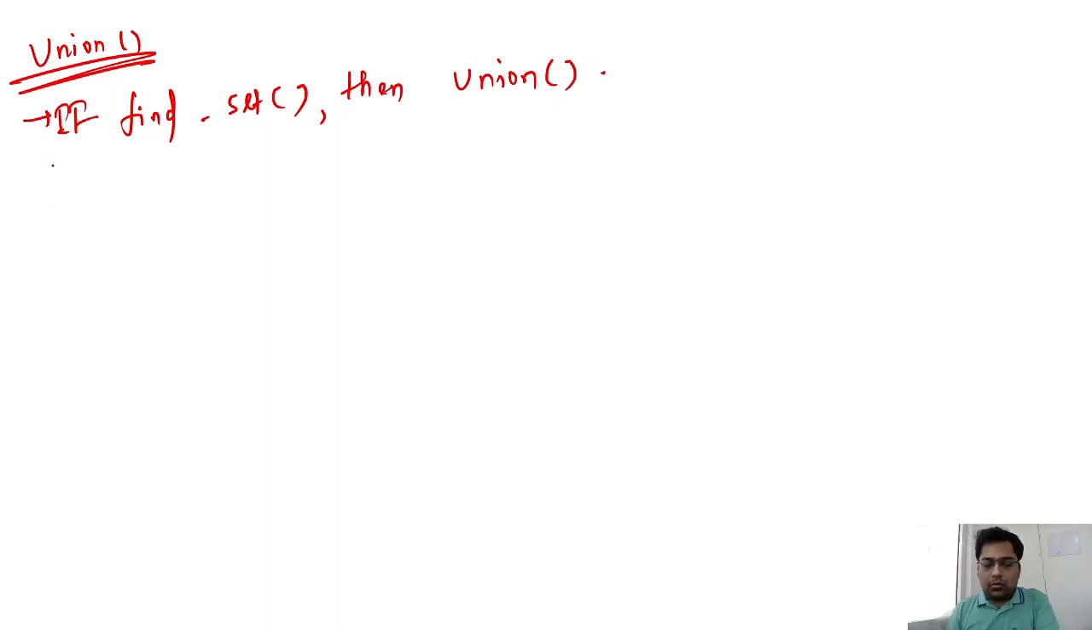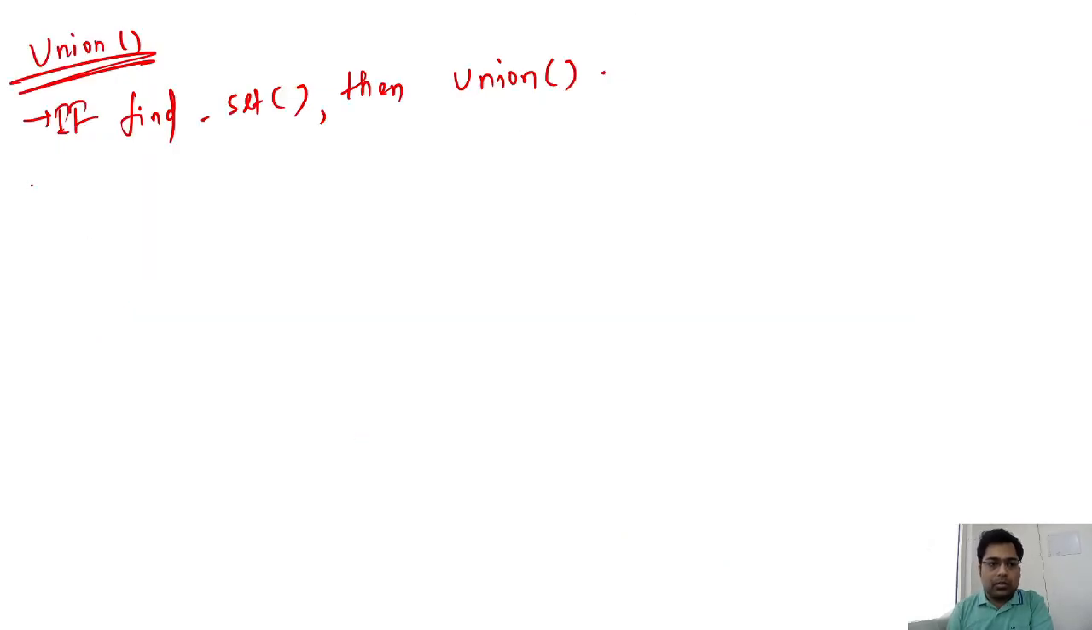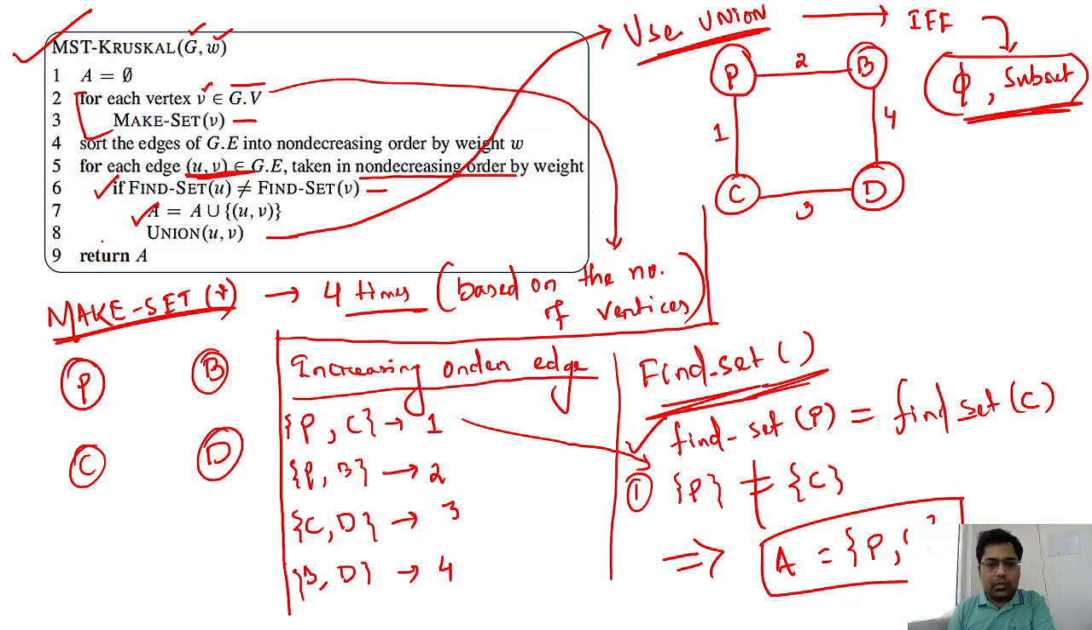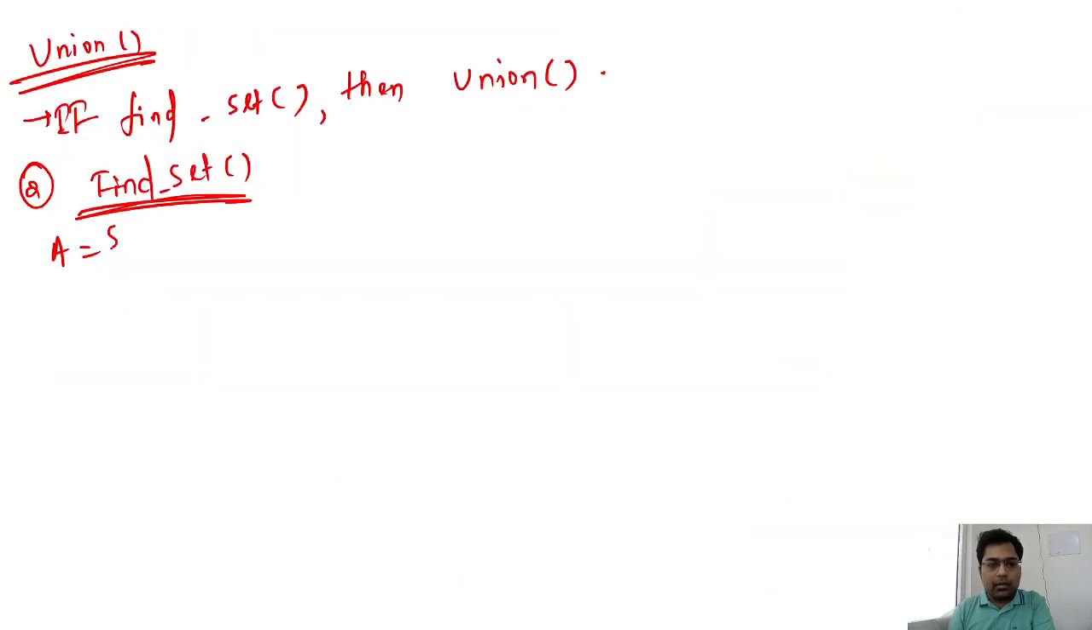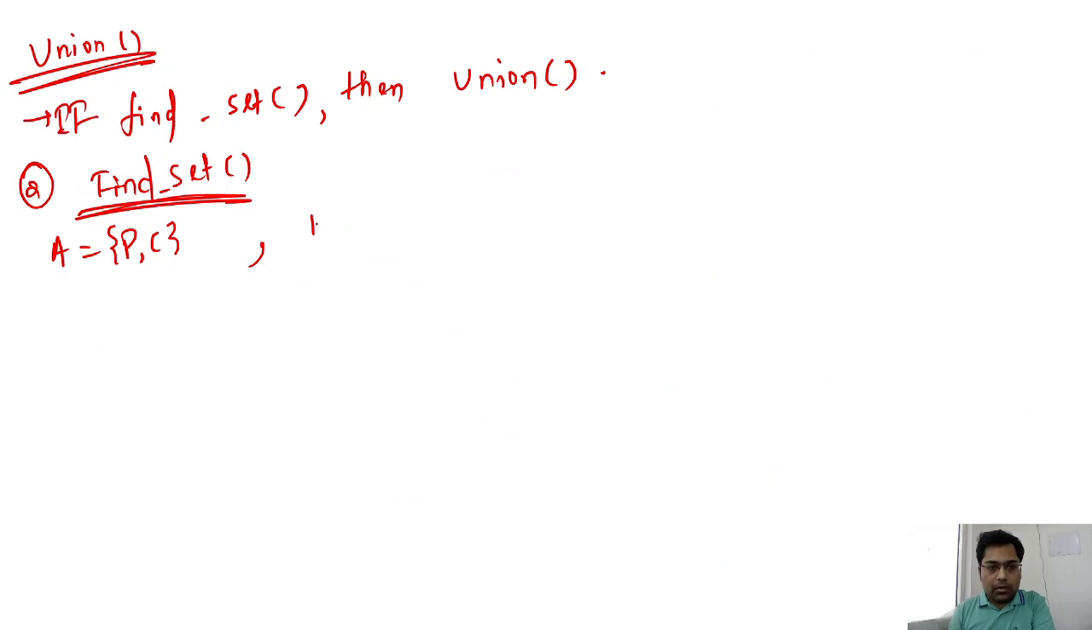Okay, so the first one we have completed as this. For the next one now, the second, find set operation. Whenever we are doing it, we have to check before that within the A, P with C were existing. Now we are coming with P comma B.